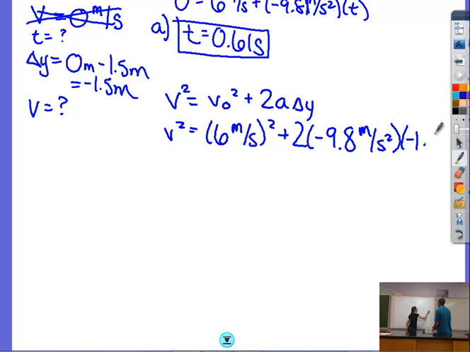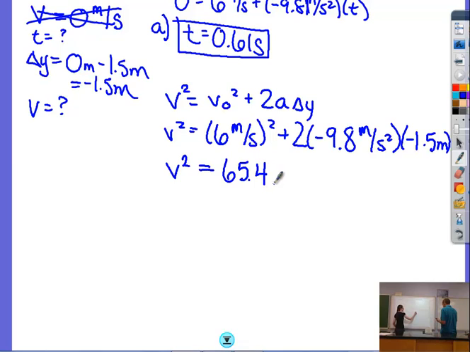Okay? So 6 squared is 36. 36 plus 2 times 9.8 times 1.5. And those two negatives multiply to make a positive. So 29.4 plus 36 is 65.4. Then if we square root that, we get 8.1 meters per second.